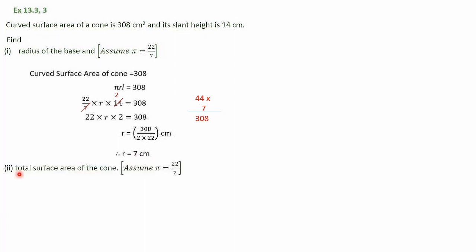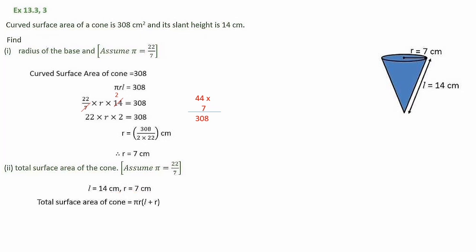Next we have to find out the total surface area of the cone. Here also pi value is given to us, 22 by 7. So here radius we have 7 centimeter we have calculated, and the slant height is 14 centimeter, from the question it is given to us. So total surface area of the cone we have to calculate. L is given 14, R is 7. We have copied the things.